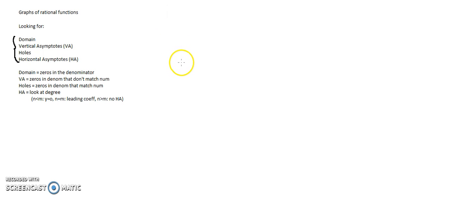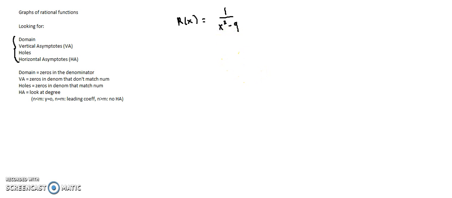All right, let's say that we have... all right, let's try this one. R of x is equal to 1 over x squared minus 9.